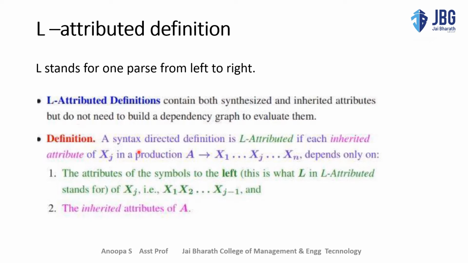So what's the definition? An SDD is L attributed if each inherited attribute of Xj in a production A giving X1, Xj, etc. up to Xn depends only on, and this L stands for left to right, so whenever there is an Xj attribute, it should get its value only from X1 to Xj minus 1. That is, the attributes of the symbols to the left of Xj, from X1 to Xj minus 1. Xj should get its value only from attributes of the LHS, and it can also have inherited attributes.